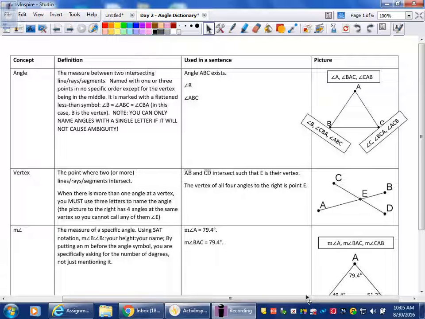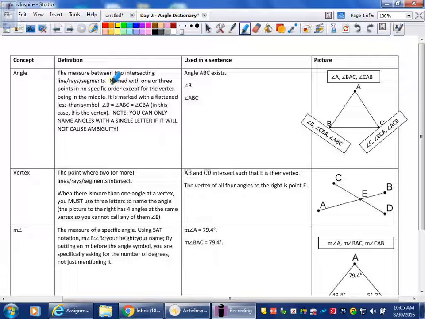So the first thing we need to look at is the definitions page that I gave out to you. If we look at our definitions here, the first definition you will see is an angle. An angle is the measure between two intersecting lines, rays, or segments named with 1 or 3 points. That's your biggest and most important part.